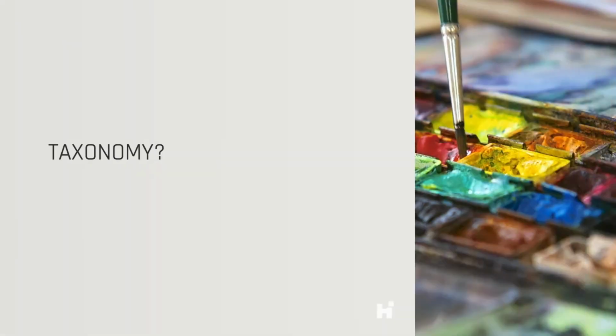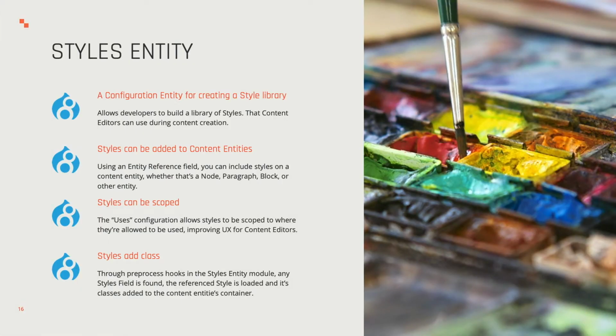So this was another good example of where configuration entities could be potentially interesting. So I created another project. This is also out on Drupal.org now as a styles entity. And it's a configuration entity for creating a style library. And styles can be added to content entities.